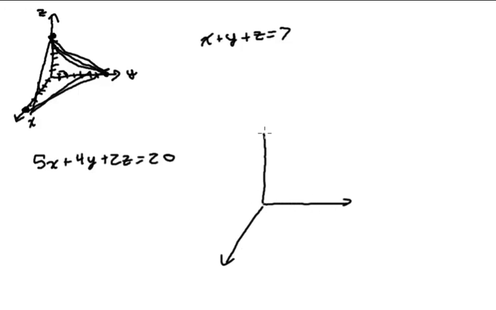Alright, so I make my axes. I have my x, my y, and my z-axis. And now I want to find the intercepts. To find the x-intercept, I let y and z equal 0, and that gives me x equals 4. To find my y-intercept, I let x and z equal 0, and that gives me y equals 5. And to find my z-intercept, I let x and y equal 0, and that gives me z equals 20. I mean z equals 10.